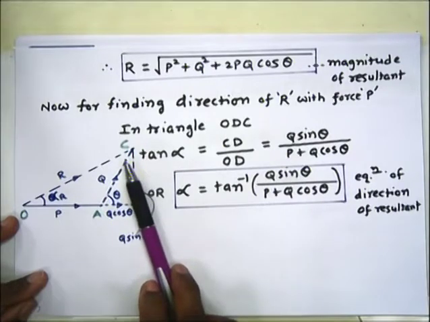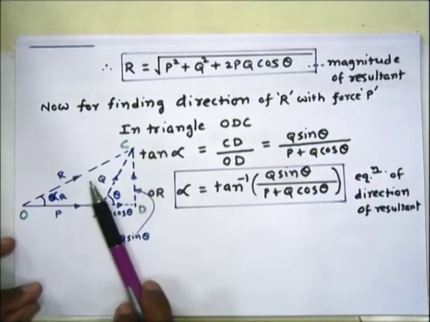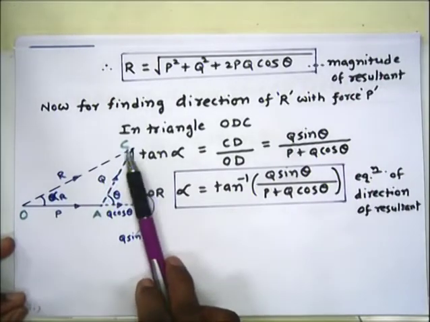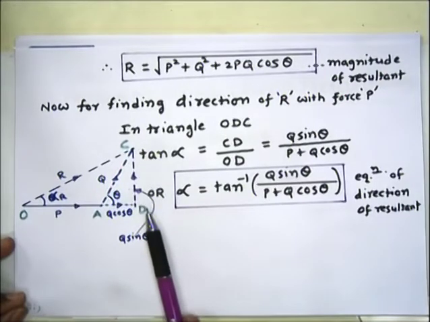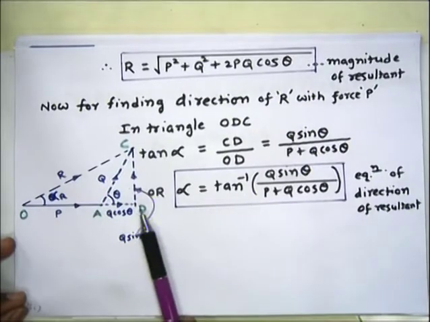So to find the equation of direction of the resultant, see, in the previous figure, as you see, this type of triangle we considered, that is the bigger triangle ODC.